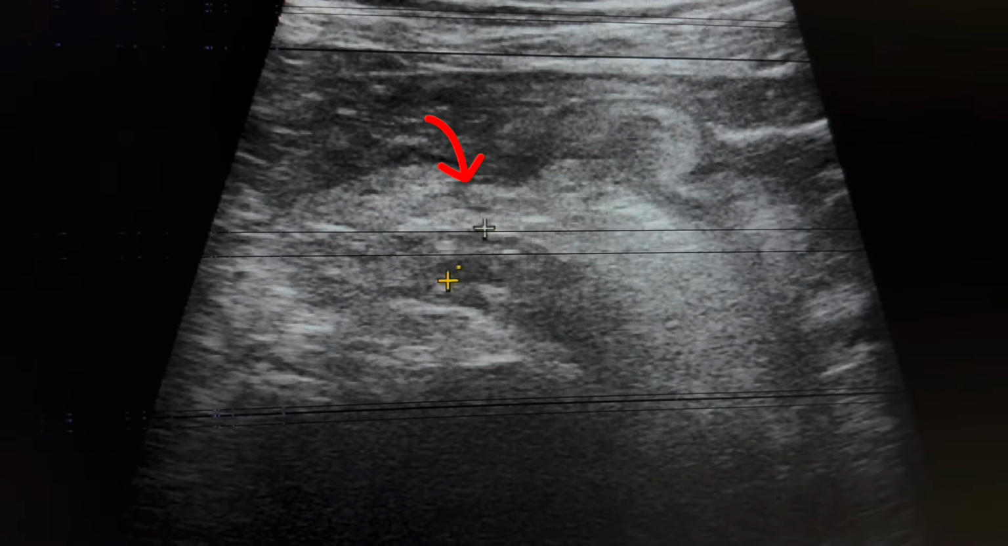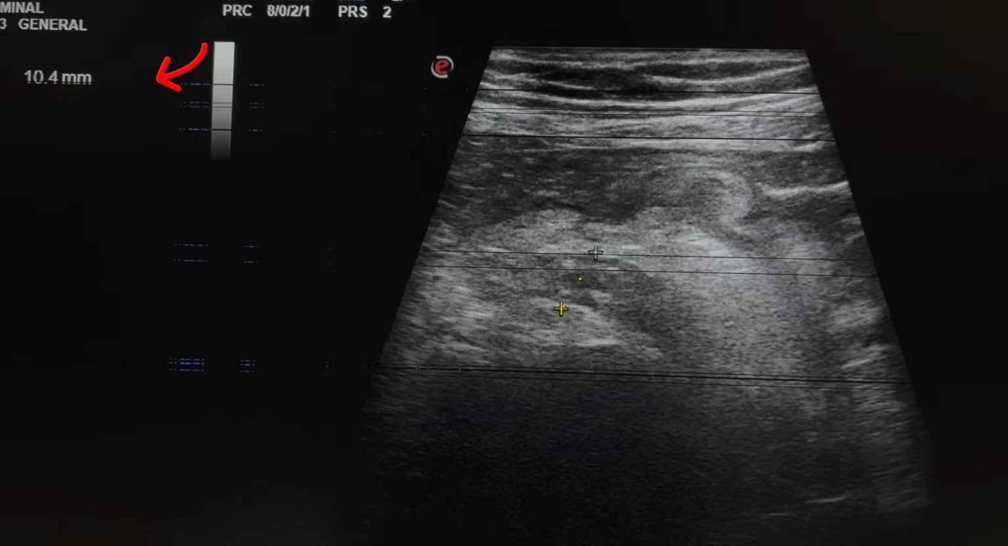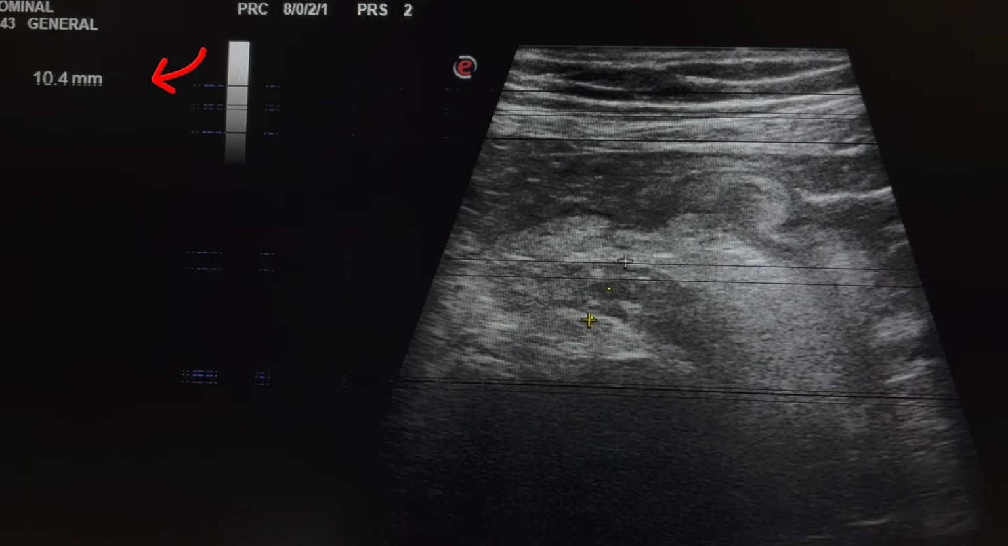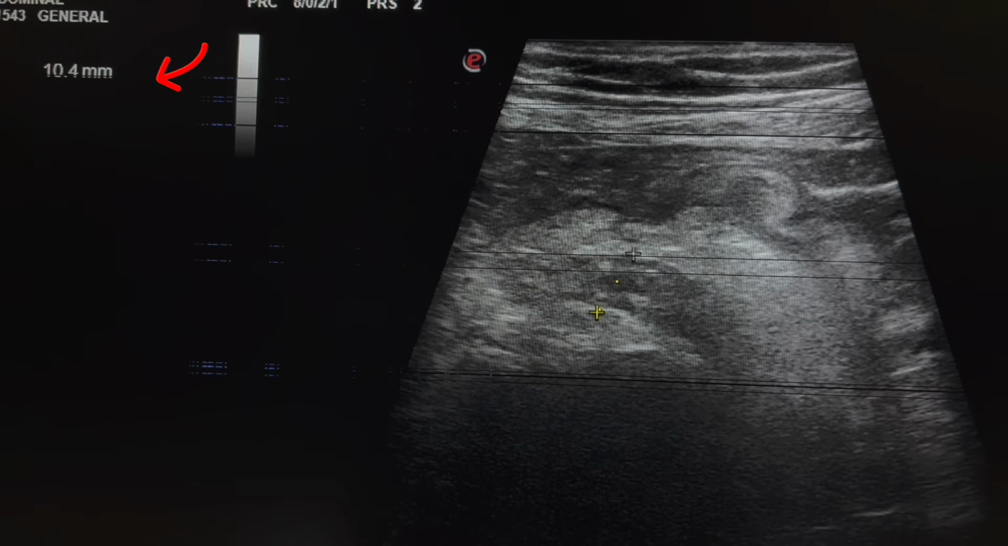Now we will measure the anterior-posterior diameter of the appendix. The anterior-posterior diameter of the appendix is 10.4 mm and the normal diameter of the appendix is up to 6 mm. Now how we will write the report.